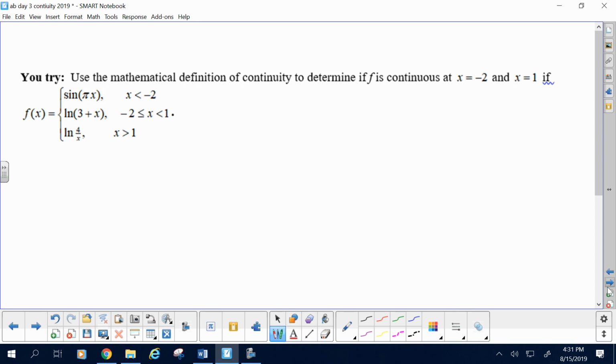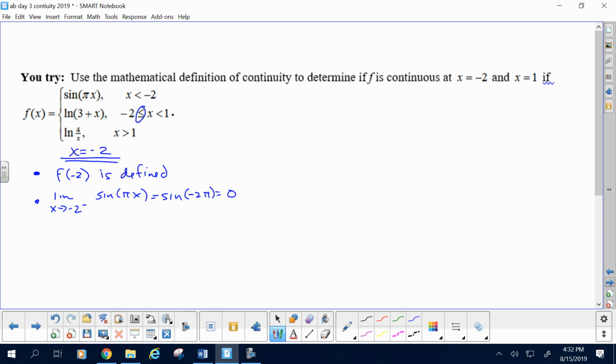Okay, so here we go. Hopefully this went well. Let's see, at -2, hopefully you were starting with saying the first condition. Is f at -2 defined? It does tell you what to do at -2. f at -2 is defined. First condition met. The limit as x goes to -2 from the left uses sine of pi x, which is sine of -2 pi. That is 0.